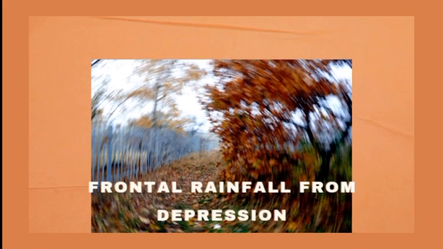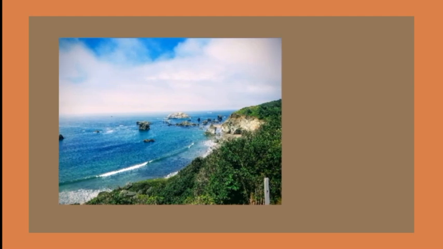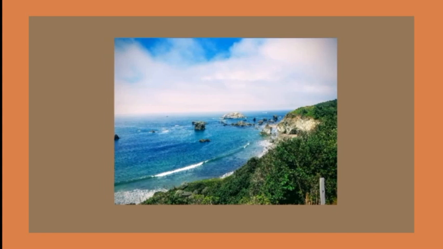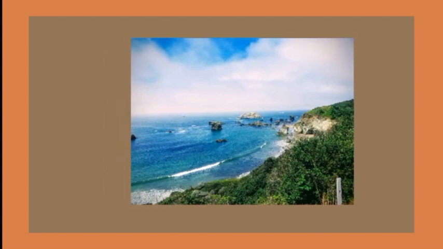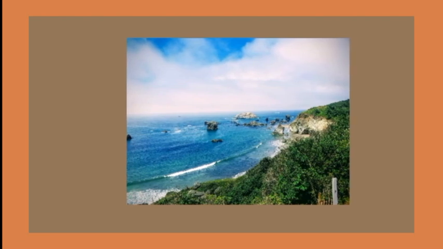Then there is depression that occurs and causes frontal rainfall due to the interaction of the westerlies and the polar easterlies. Depression means the occlusion of two different air masses, like the westerlies that are coming from the land and the easterlies that are coming from the polar region, which is colder. They tend to confront one another and then cause frontal rainfall.